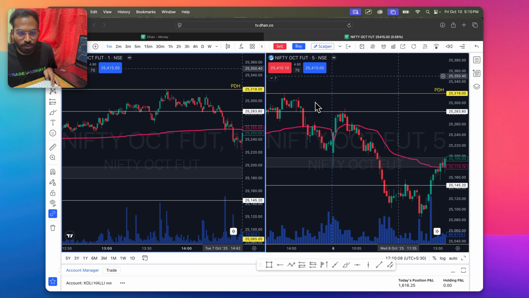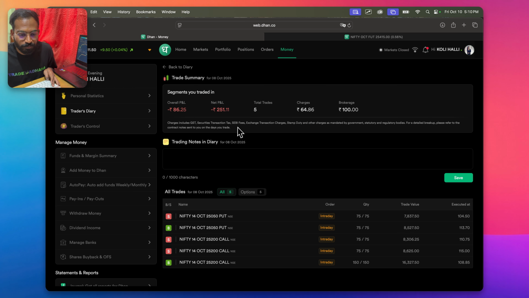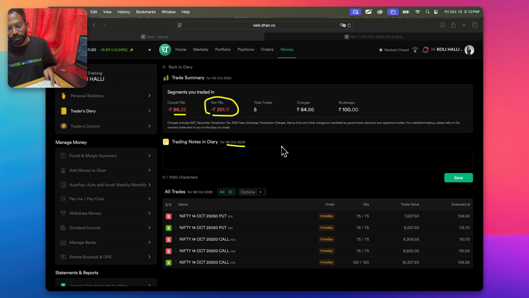Now coming to Wednesday's trade, which is October 8th. I had a net loss of 250, or a gross of 86, including the taxes. It was minus 250 rupees. This was a stupid day. I usually don't trade after 11 o'clock, but this day I took a trade after 11 o'clock. I think that's why I broke my own rules. The market was not good to me, I guess, or I should have followed my own plan.